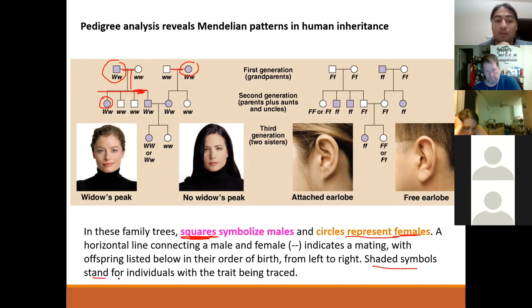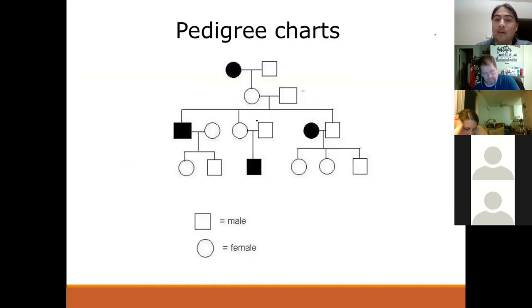Shaded symbols stand for individuals with a trait being tracked. So say you're trying to track skin color or eye color, which are the easiest ones to follow for the traits. And then you know that your parents have this type of eye color, and your grandfathers have this type of color. Then you can start making your pedigree and start realizing that there might be some patterns of Mendelian genetics in all your traits. So that's, for example, the pedigree charts.